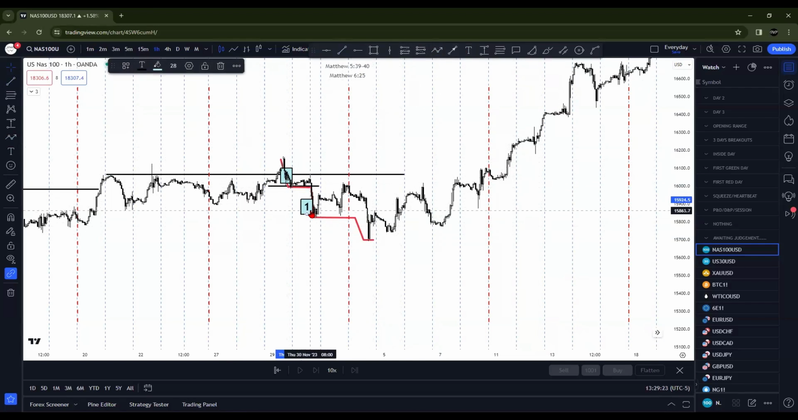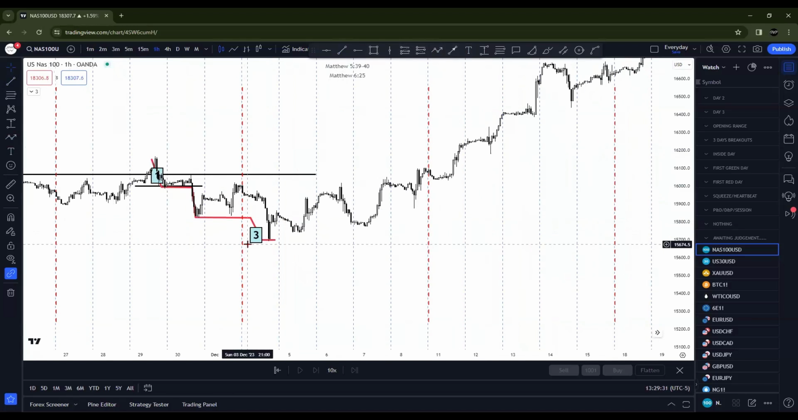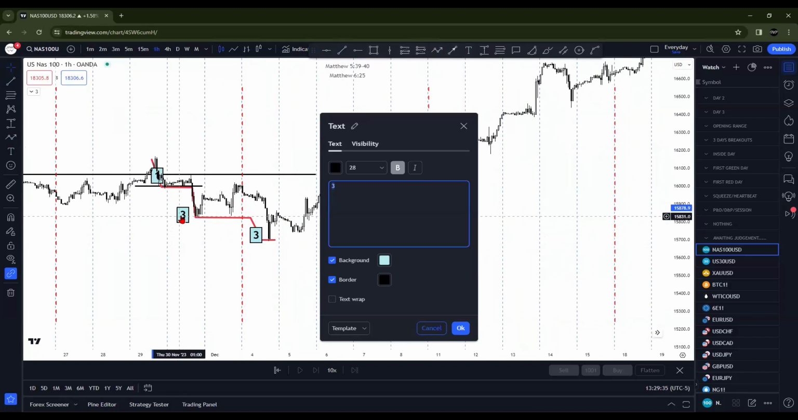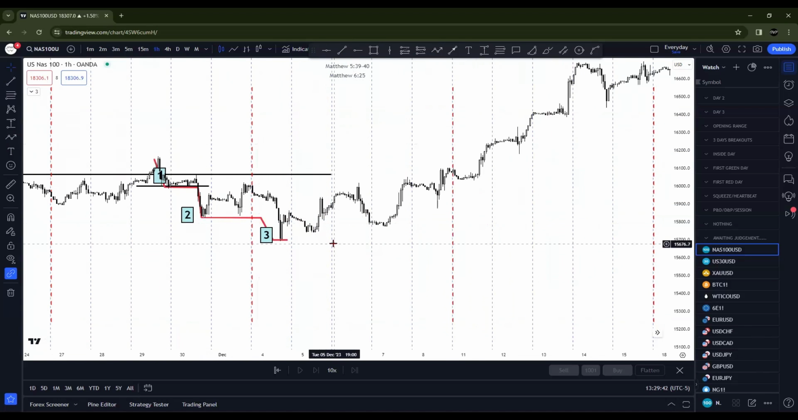Push 1, level 1. Push 2, level 2. Push 3, level 3. Here's the thing. If I was doing this in live time, would I be able to do this? Yes, absolutely, because I do it every day. I know that I can. I know that you can. This makes the bigger picture make a lot more sense.